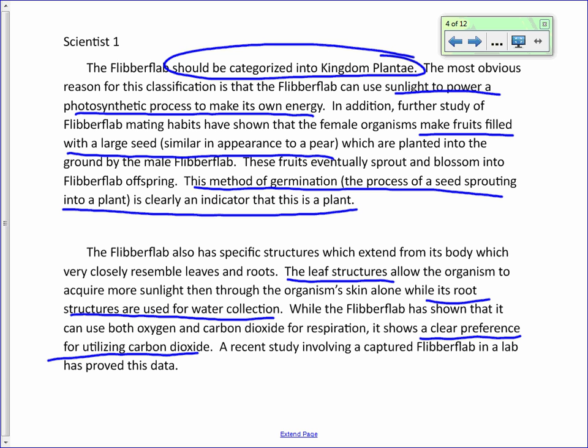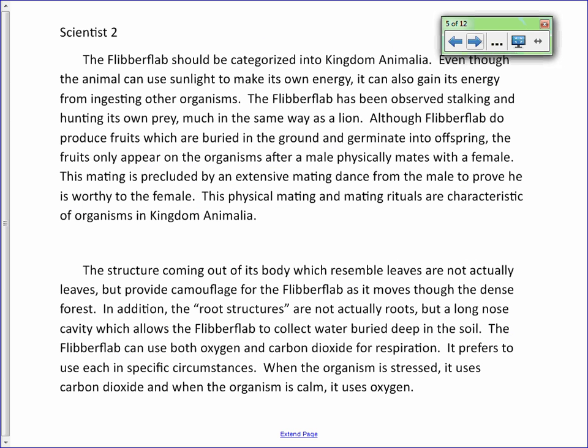What we're now going to do is flip to the other arguments so that we can make sure that we understand scientist 2's point of view. Again, we're going to do the same thing. All right, we're going to circle what we think the hypothesis is here, and then underline the supporting pieces of evidence that are going to help us make decisions later. All right, we have a volunteer to read the next paragraph for us. Thank you.